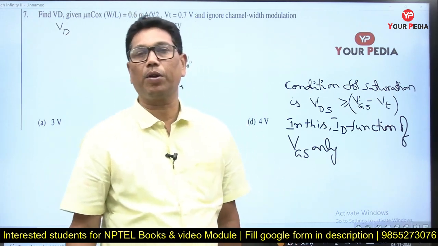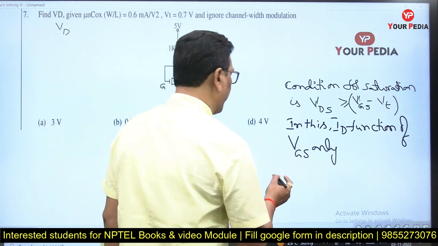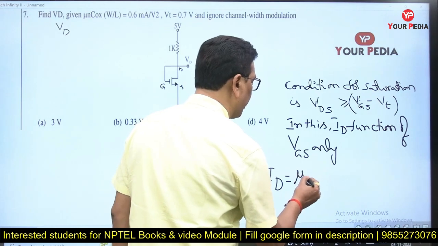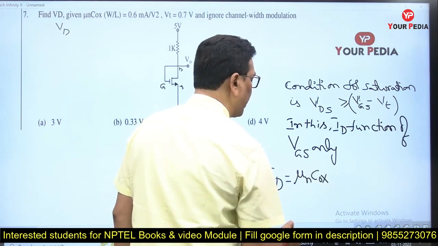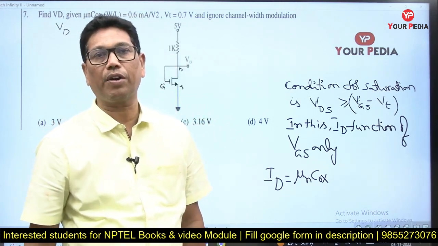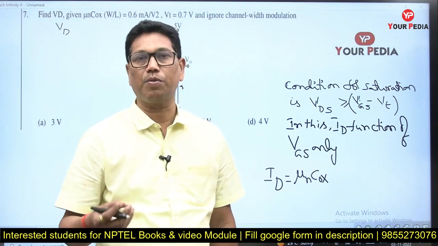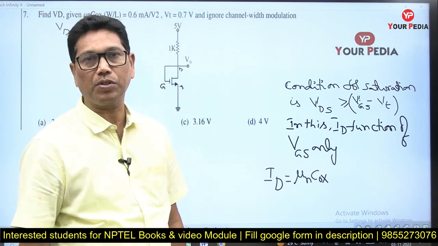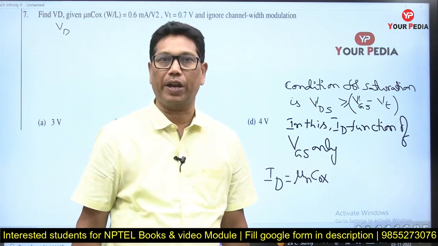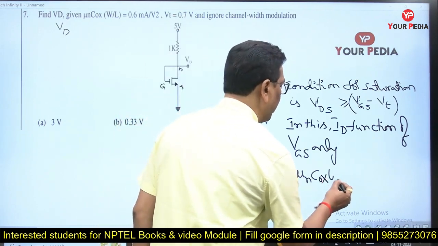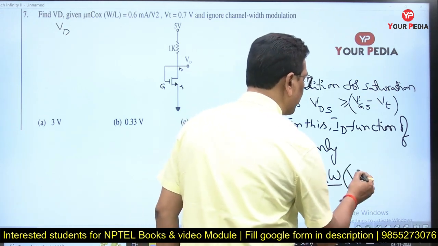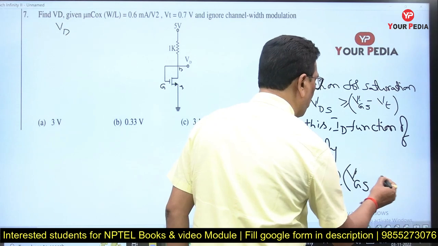What is the formula for drain current? For an NMOS, ID equals mu n COX, which is called the transconductance parameter, where mu n stands for the mobility of electrons and COX stands for the oxide capacitance of the MOS capacitor, the capacitance per unit area. W is the channel width and L is the channel length, into VGS minus Vt whole square.